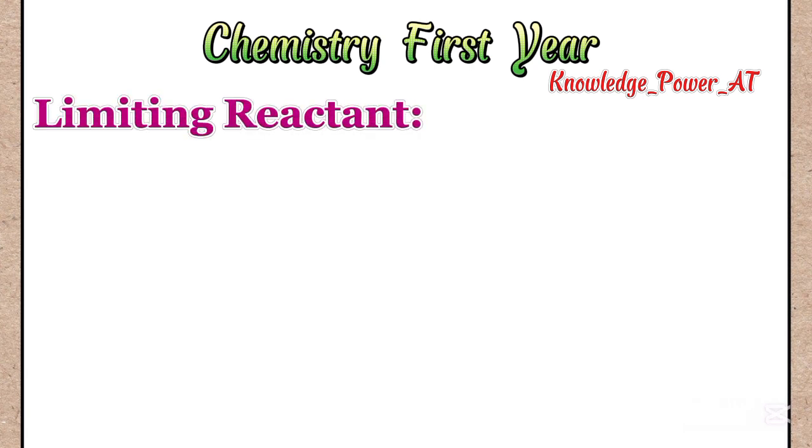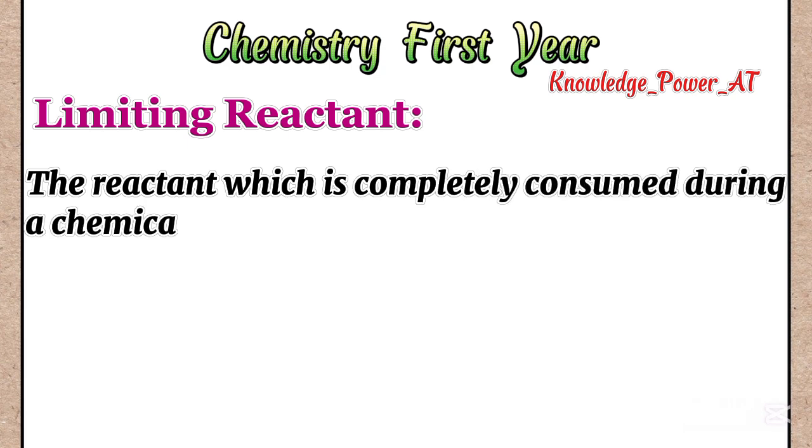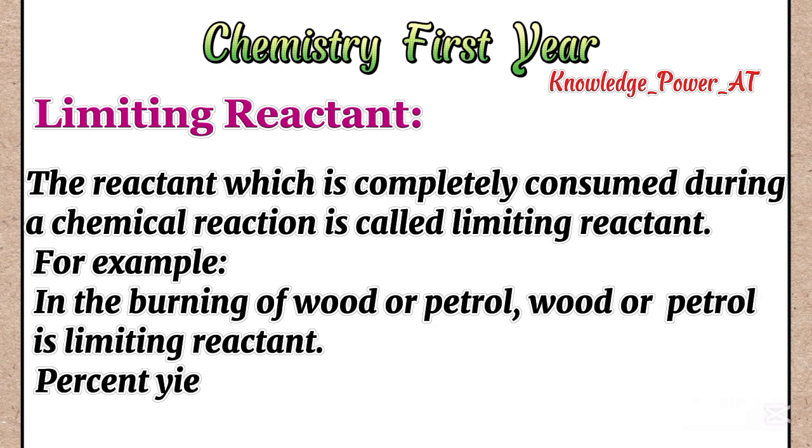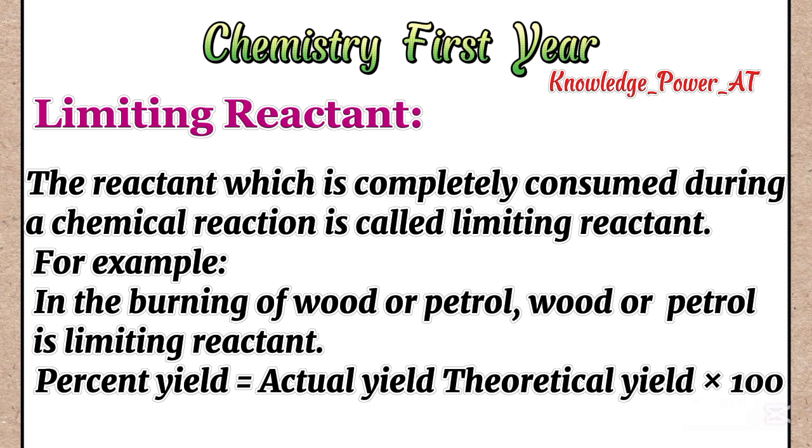Limiting reactant. The reactant which is completely consumed during a chemical reaction is called the limiting reactant. For example, in the burning of wood or petrol, oxygen is the limiting reactant. Percent yield equals actual yield over theoretical yield times 100.